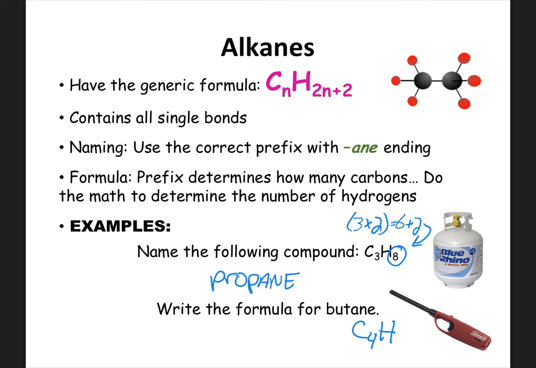So you compare it to the number of carbons. If I take 4 times 2 plus 2, there must be 10 for the hydrogens. And that's how you do alkane names and formulas. You really do need to pay attention to your prefixes and the math you need to do, the times 2 plus 2 to get the number of hydrogens.